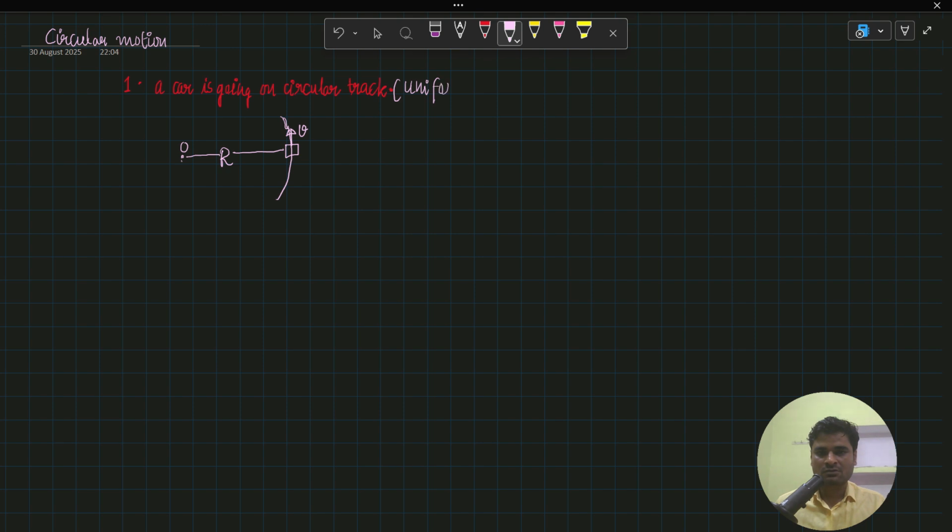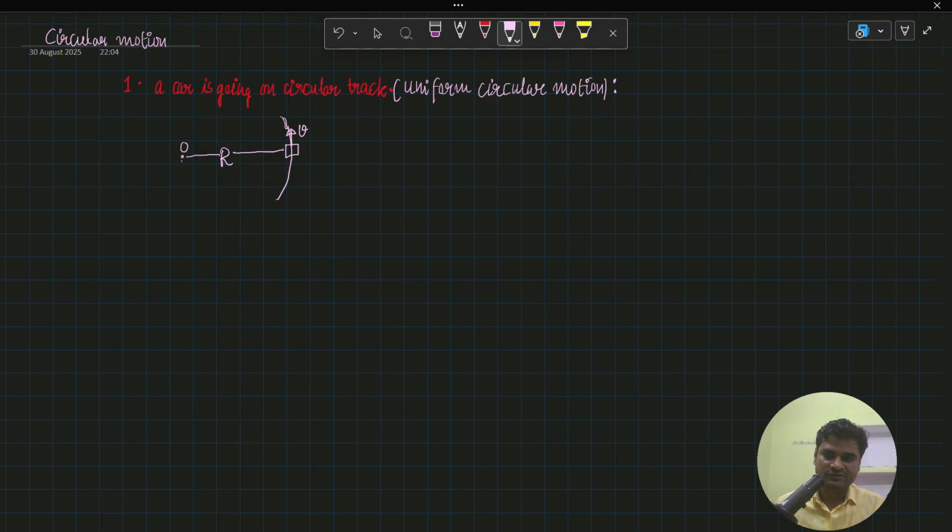So this is a special case of circular motion, and that is uniform circular motion. We are not talking about non-uniform circular motion, because most of the questions that you are going to face in the examination will be from uniform circular motion, and there will be some percentage, 5 to 10% of questions, from non-uniform circular motion. So this is a particular special case of circular motion, and that is uniform circular motion.